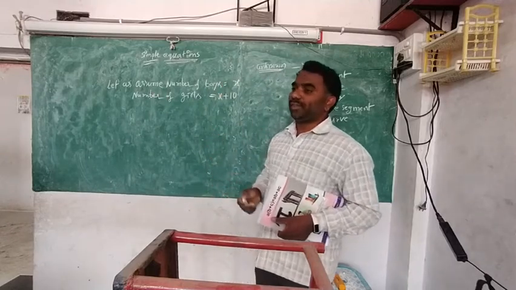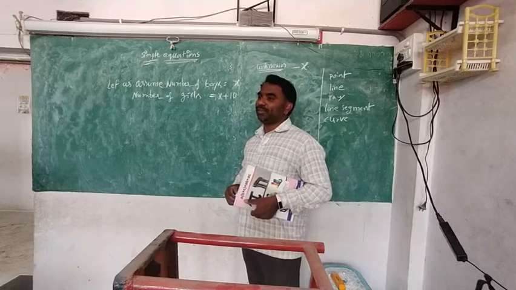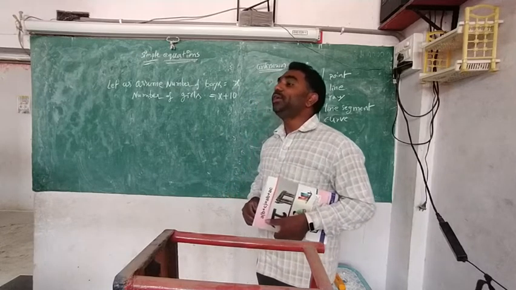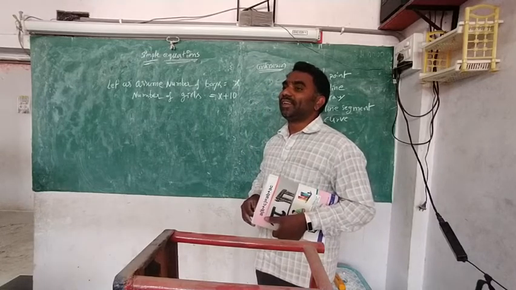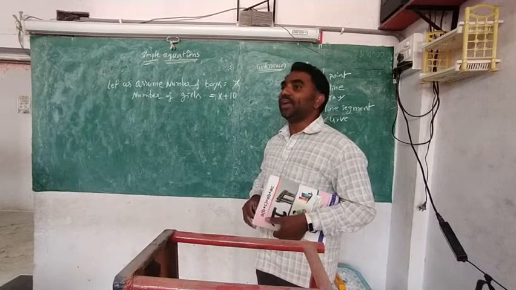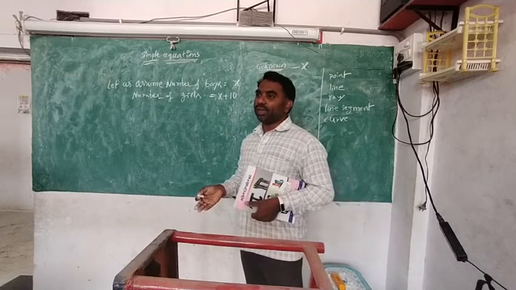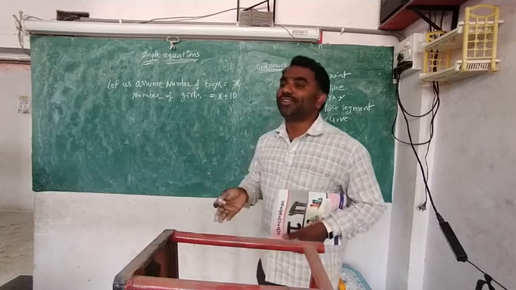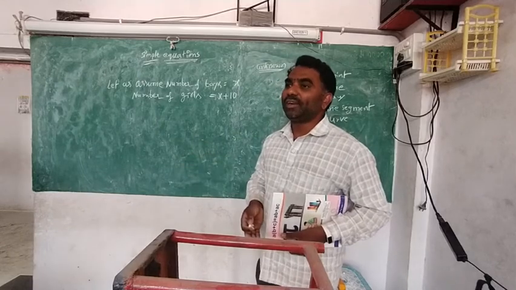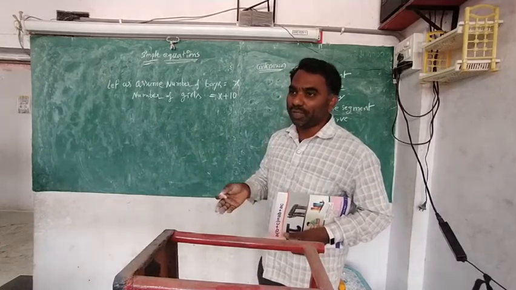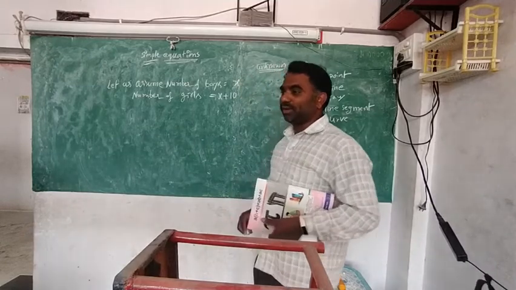Here different ways will come. Two times means multiplication. Two more means plus 2. Two less than means subtraction. Making it half means divide. Half means what? Divide by 2. Half of 10 is 5, so you say by 2, no? Like that, half of X will be X by 2.